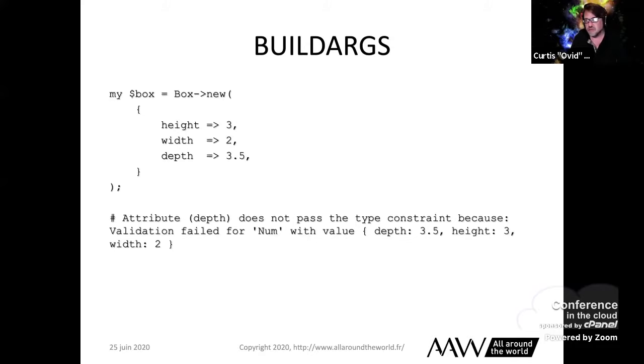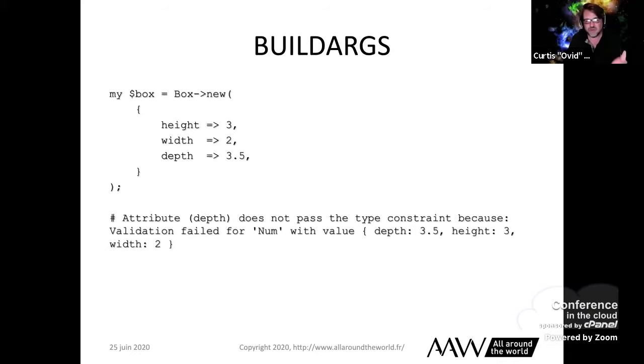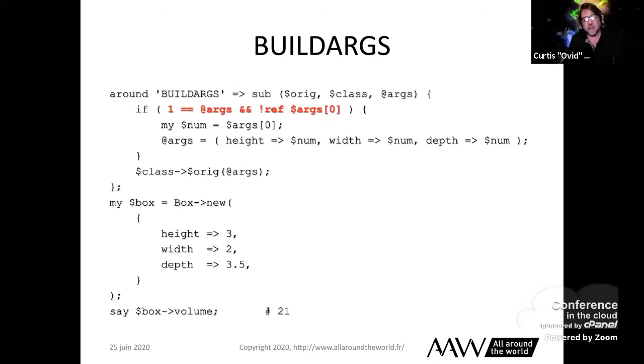But this is going to fail, because in Moose, you can pass a list of key value pairs, or you can pass a single href. And you're going to get this weird error. Attribute depth does not pass a type constraint because blah, blah. What the heck is going on with that? So actually, I have to check if I have one and only one argument, and if that argument is not a reference. And even this can be overly simplistic depending upon how crazy you want to get with the constructors.